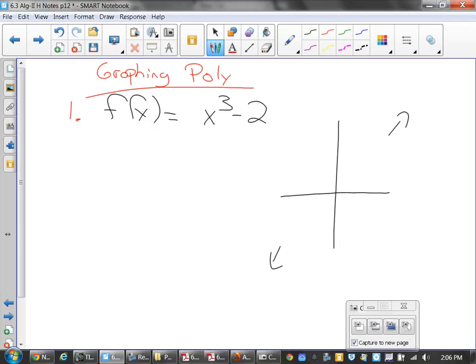The reason I put that on there first is because then when I go to make my table, I know to pick easy numbers to work with. And I'm always going to pick -2, -1, 0, 1, and 2. Yes, sir? You mean like it was odd and positive? Yes, sir. It was an odd exponent, positive first term.